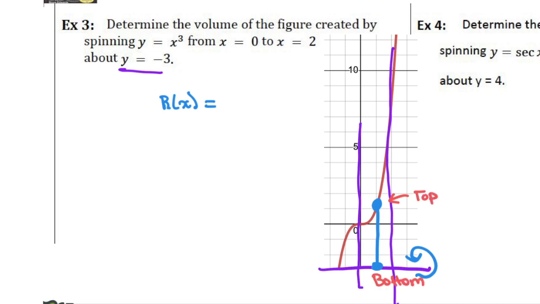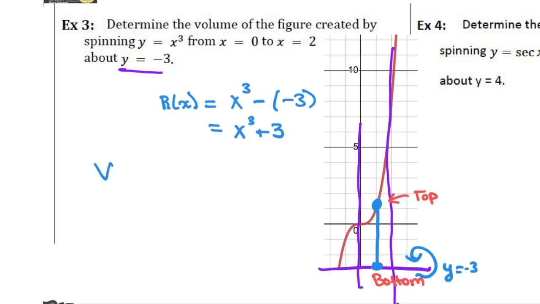So if I want to find the radius, we want to take the higher function, which is x cubed, and we want to subtract the lower function, which was y equals -3. So the radius is actually a lot different in this problem. The radius is the quantity x cubed plus 3.